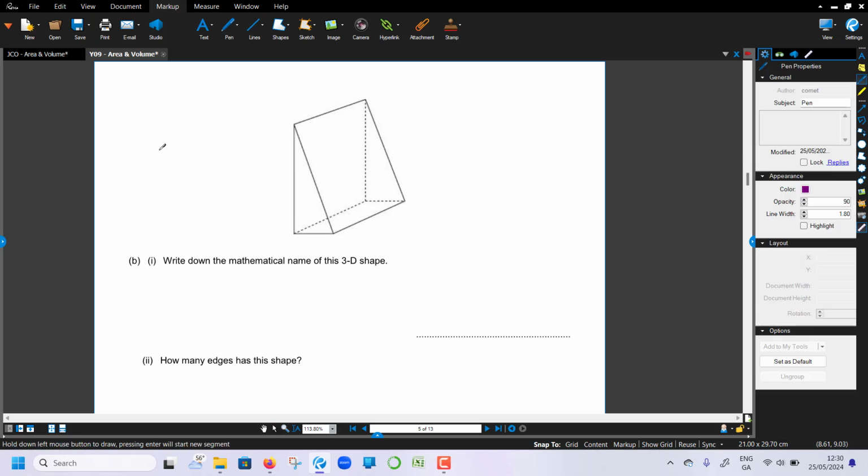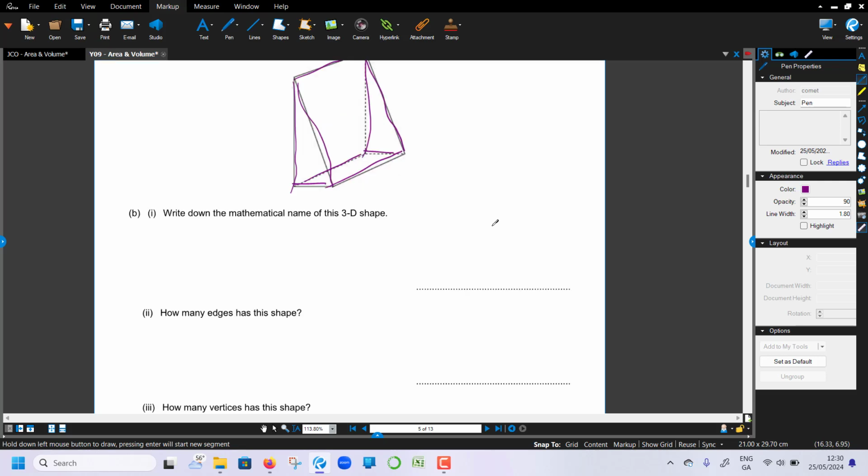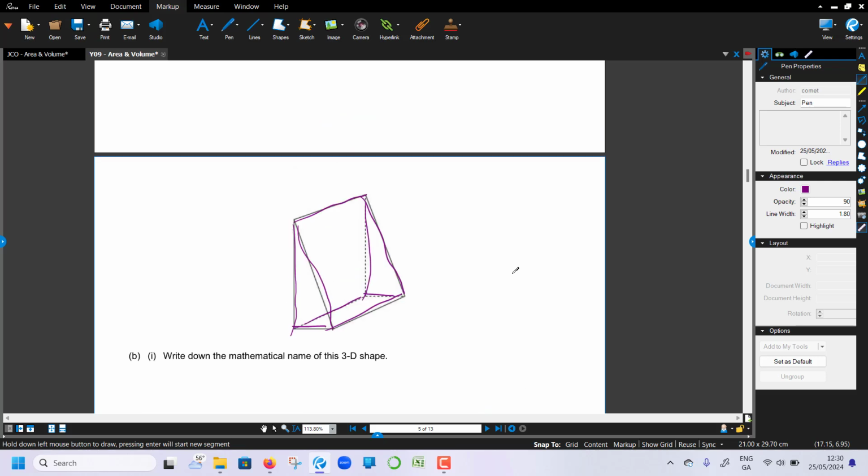All right. How many edges does this shape have? Please don't get that wrong. Edges: 1, 2, 3, 4, 5. Count them: 6, 7, 8, 9. It has 9 edges. 4 on the bottom, 5, 6, 7, 8, 9. It has 9 edges. So don't get those wrong.